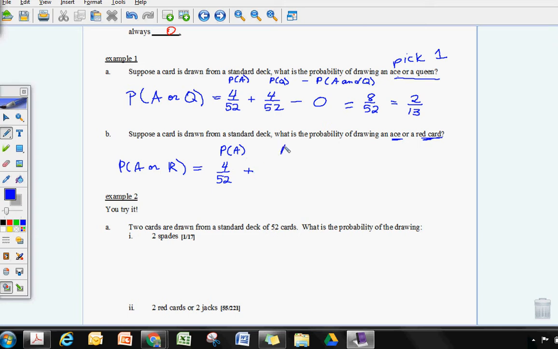Added on to the probability of it being red. That is half of the deck, so that is 26 out of 52. Notice my denominators here. Do you see how they're staying consistent? And now I need to subtract off any cards that would be both aces and red at the same time. There's the ace of hearts and the ace of diamonds, so there are 2 out of 52 that would fall in that. That would give me 28 out of 52, which would then reduce down to 7 over 13.